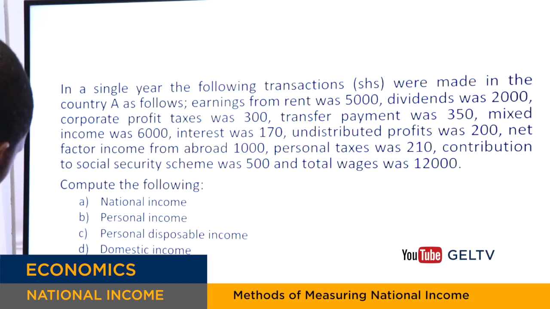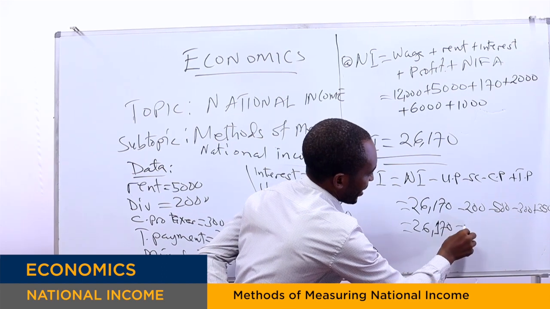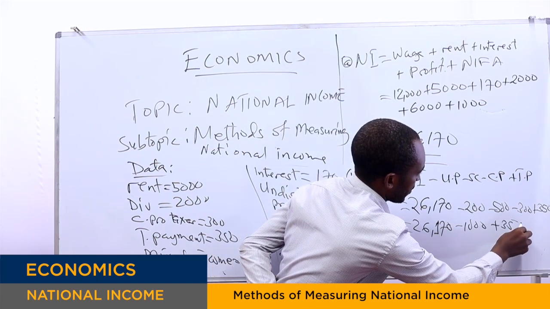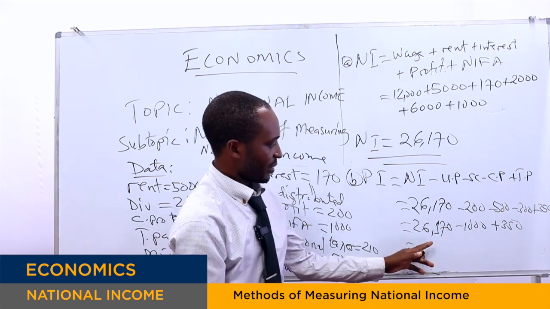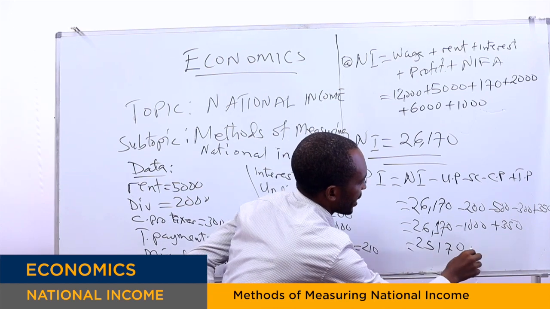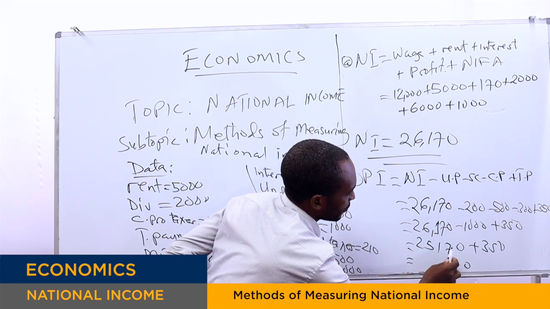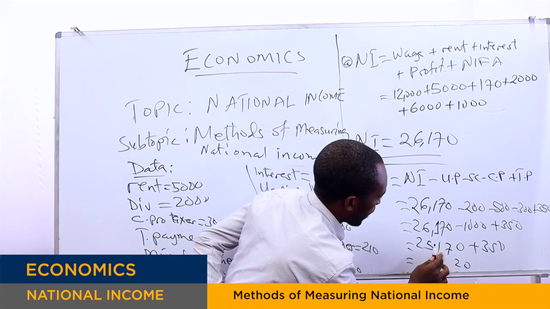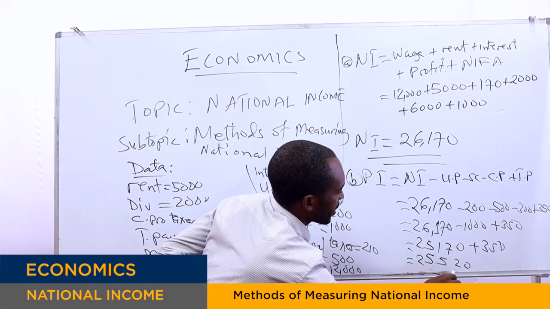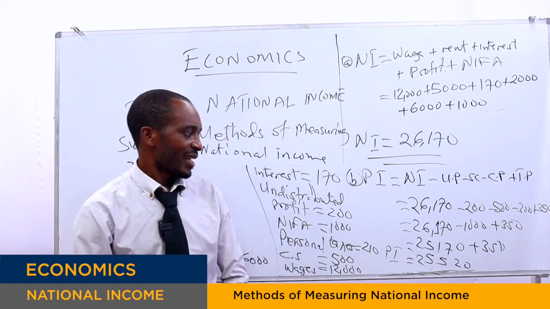So this one will be 1,000. So you take 26,170 minus 1,000. Then you plus 350. So when you subtract this one here, you get 25,170. Then you add up 350. Then it'll be 25,520. So the personal income will be 25,520.